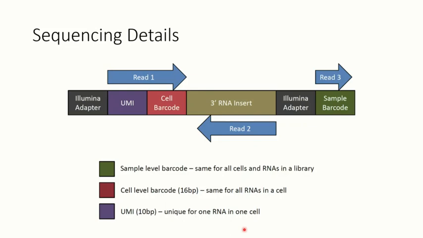So again, R1 covers this, so it tells you the cell identity and the UMI, the non-unique mRNA count, and then this tells you which gene they're from. And because they are paired, you know everything is linked. You don't need to pair them because Cell Ranger will recognize those pairs and stitch them together.